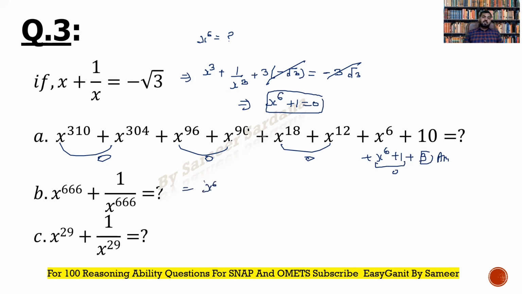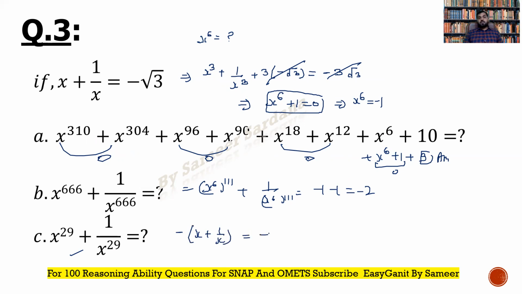Again the same answer will be given to you, because here also in this case x power 6 is equal to minus 1. So the same process will be repeated in this question also. That is minus 1, the answer will be minus 2. This again will be equal to minus times of x plus 1 upon x, and this will be equal to minus times of minus root 3. So here in this case, the answer will change to plus root 3, because x plus 1 upon x is minus root 3 in this case.